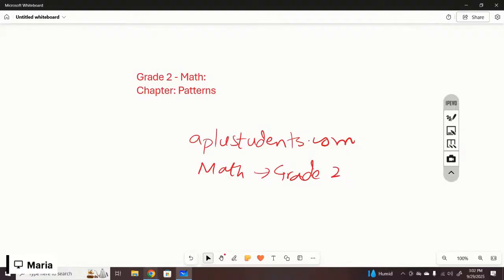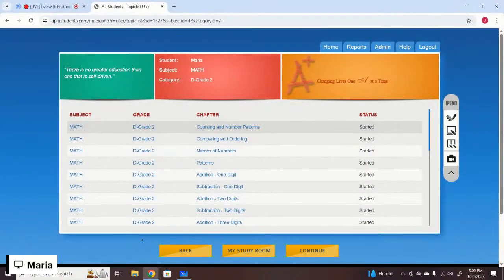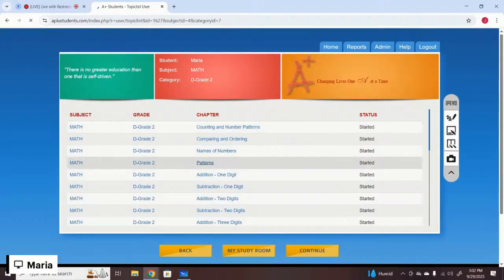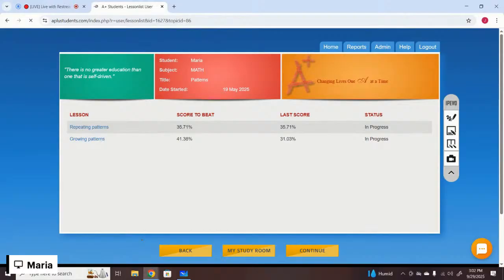Here I am on grade 2 math. The chapter we start with is patterns. So let's just start with the lesson. Let's start with the first lesson, that is repeating patterns.